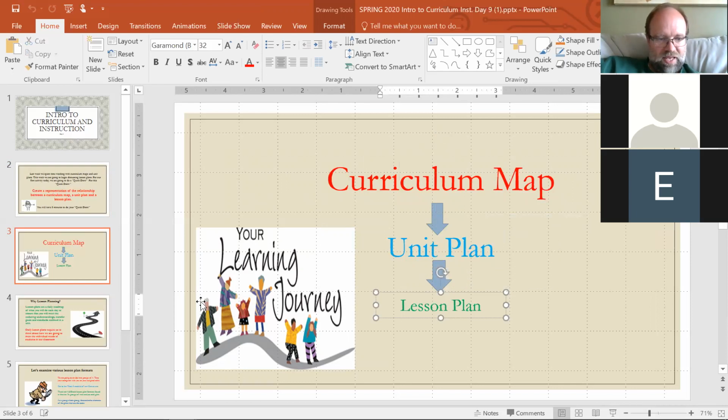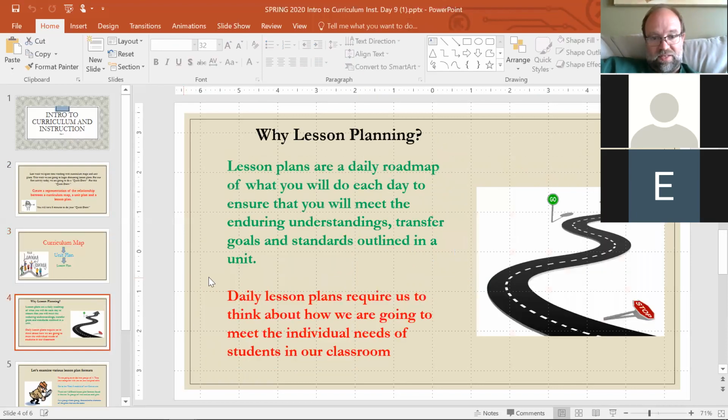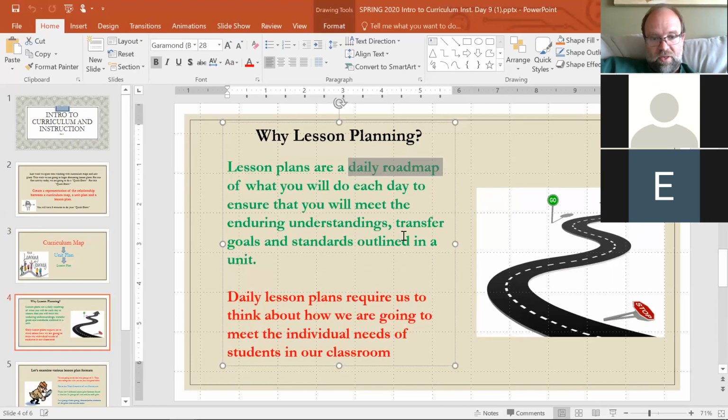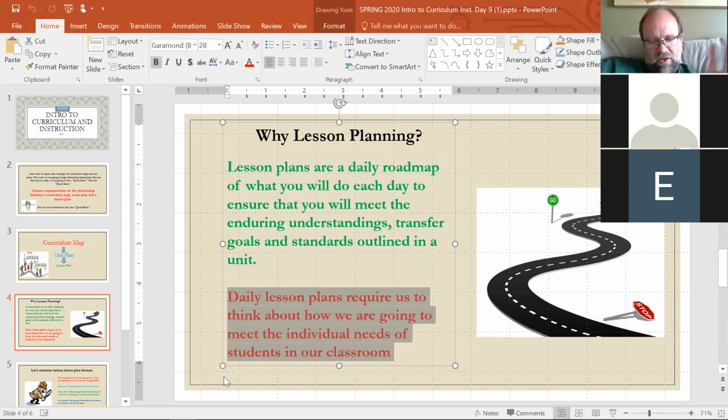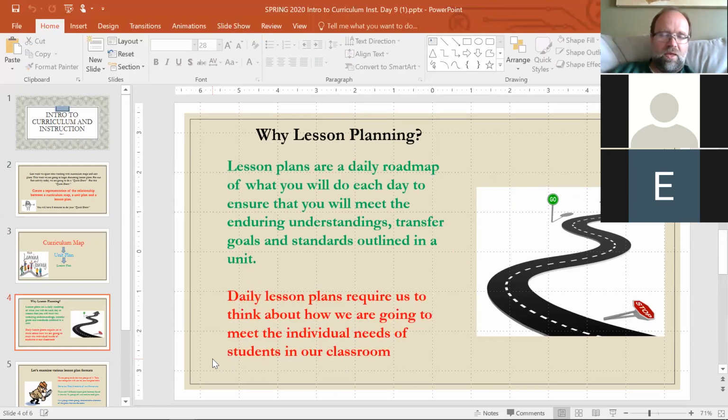And that's what a lesson plan is. It is the daily roadmap, if you will, of what you will do each day to ensure that you're going to meet what students need to know about the standards that are set forth. On this slide, I know you can read, but I'm going to read this particular section to you because I think it's pretty important. Daily lesson plans require us to think about how we're going to meet the individual needs of students in our classroom.